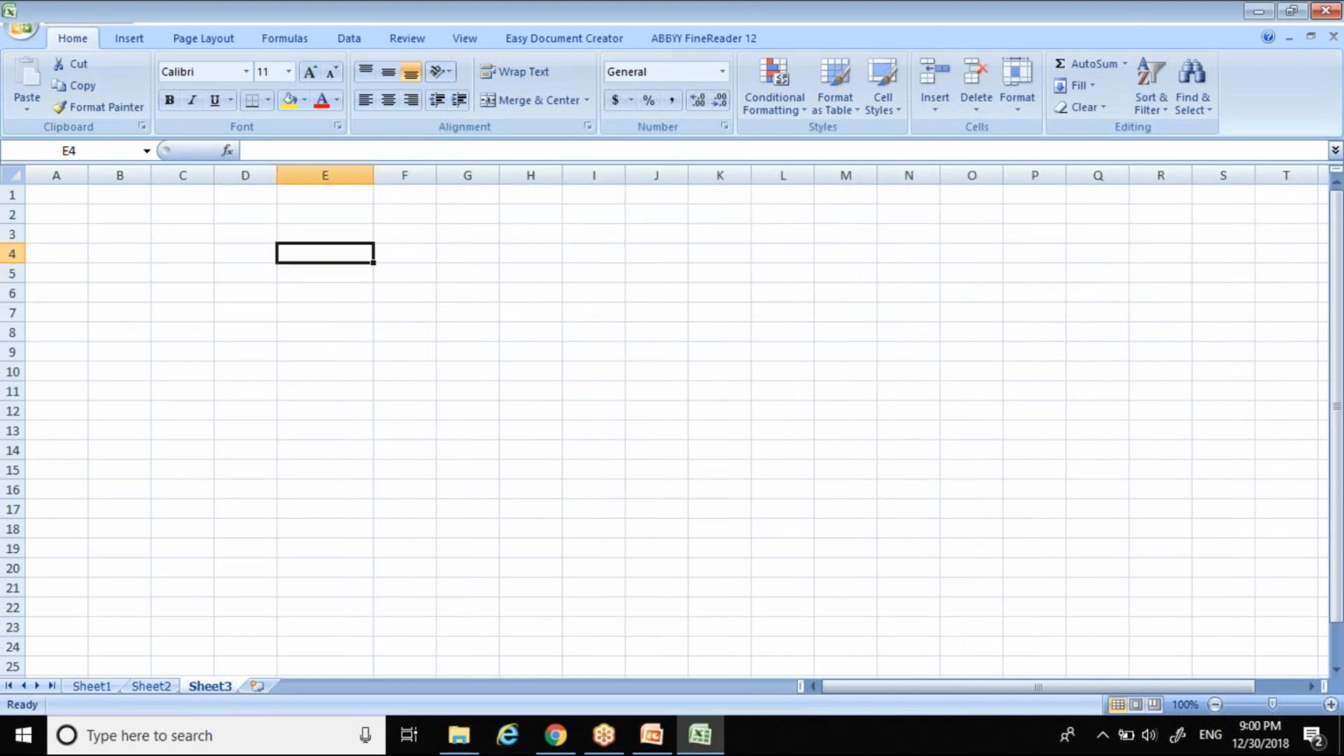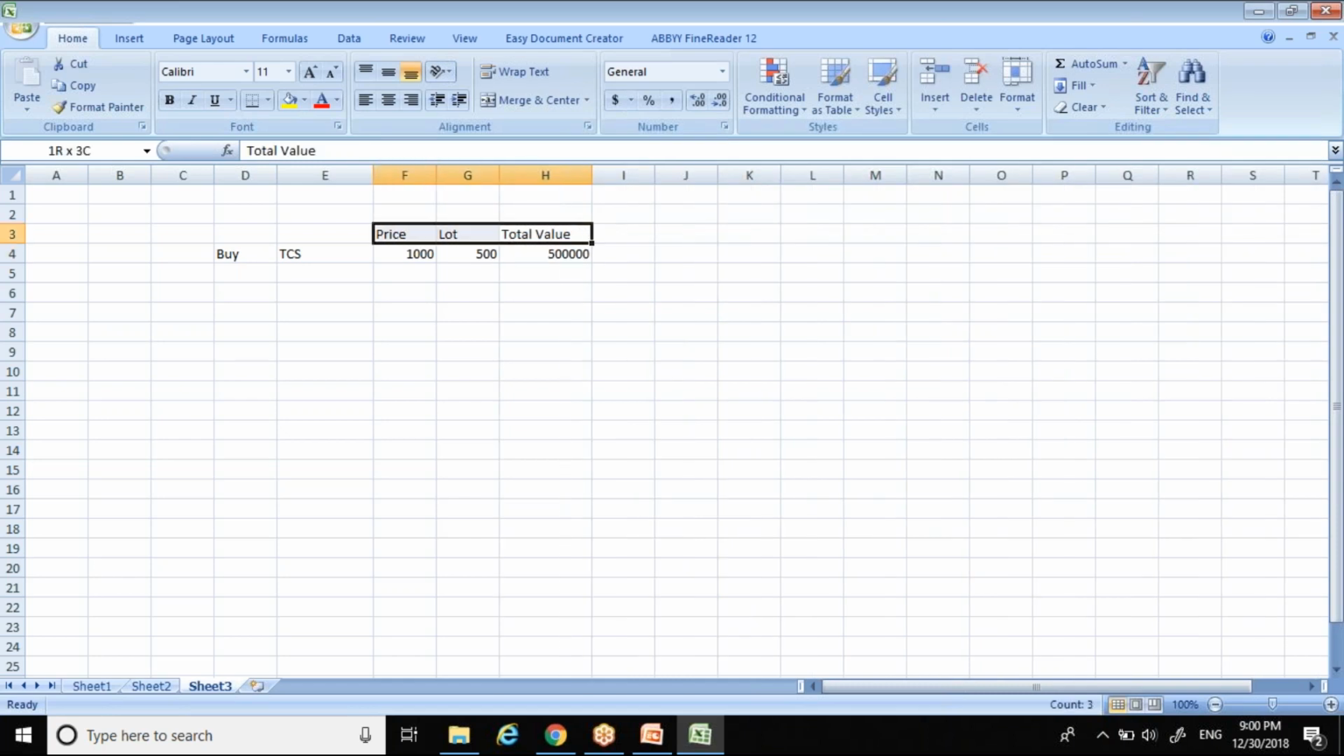So let's say you have a stock, TCS, and you have purchased it for 1,000. So you are buying the stock, and the lot size is, let's say, 500. So this is the price and this is the lot size, and the total value comes to 1,000 into 500. So that is the total value. In futures, you don't have to pay the entire amount. You just have to pay the initial margin to get into a contract. But to buy shares, you have to pay the full amount.